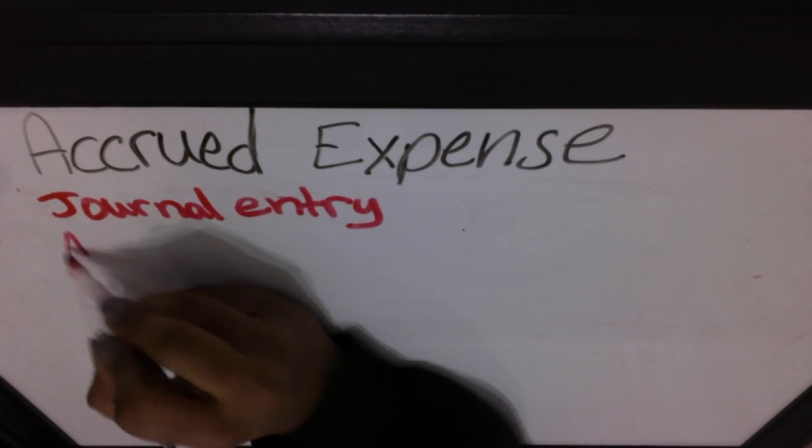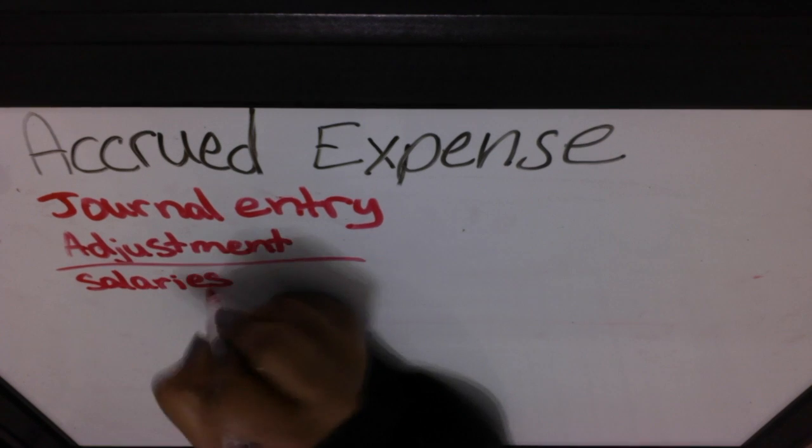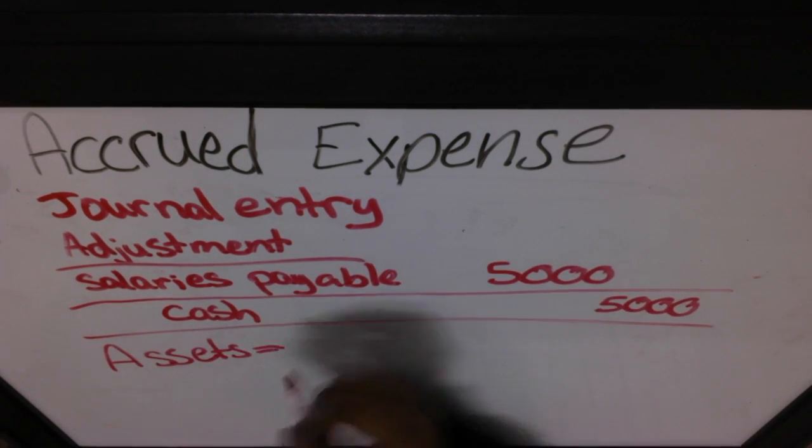The moment the money is transferred through direct debit, an adjustment is needed that debits salaries payable and credits the cash account.